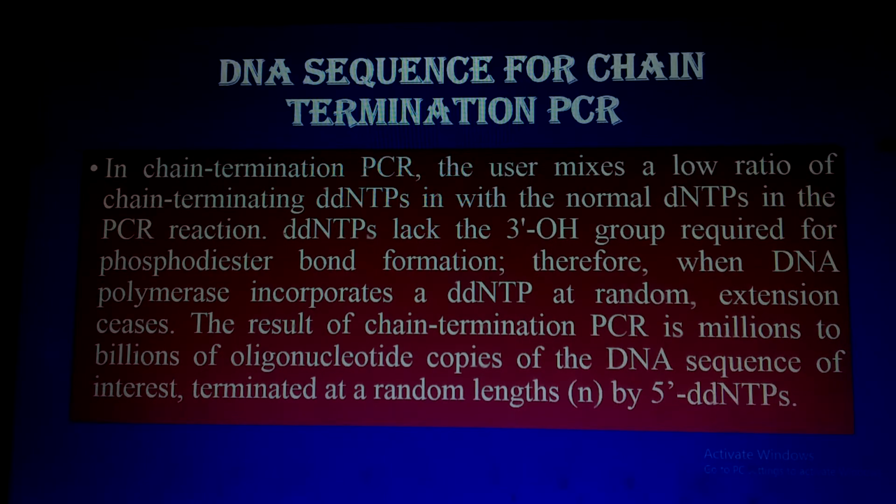So in the chain termination PCR, the user mixes a low ratio of the chain-terminating ddNTPs in with the normal dNTPs. So the mixture contains all ddNTPs, dNTPs, as I have said, primers. In the PCR reaction, ddNTP lacks the 3' hydroxyl group, which I have discussed is required for the phosphodiester bond formation. Therefore, when the DNA polymerase incorporates a ddNTP at random, extension ceases. The formation of the normal DNA is inhibited, or you can say stopped or terminated. The result of the chain termination PCR is millions to billions of oligonucleotide copies of the DNA sequence of interest, terminated at a random length by ddNTPs. So ddNTPs play a very important role in termination, or you can say stopping the elongation of the DNA.